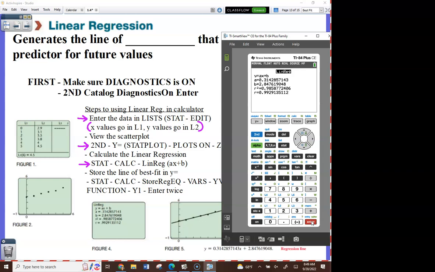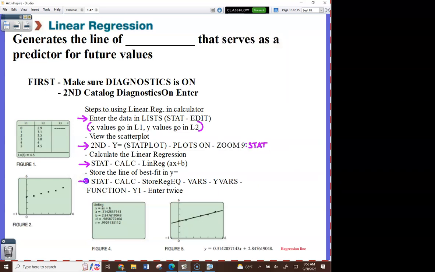So this right here, store the line of best fit in y equals. There is a way to tell the calculator, hey, all that information you're about to tell me, if you don't mind, put it in y equals, that'd be great. You're telling the calculator, take that mess and stick it in y equals so I don't have to type it. Okay, so here's how you do it. Let me draw another arrow. This is the actual means to doing it.